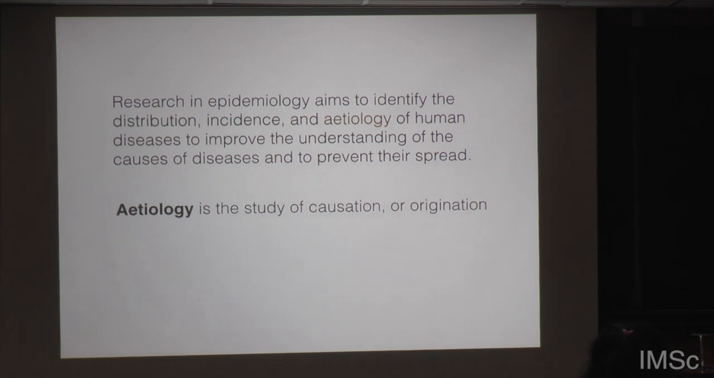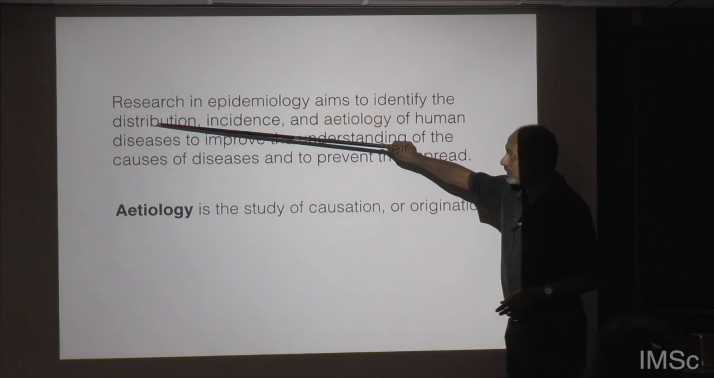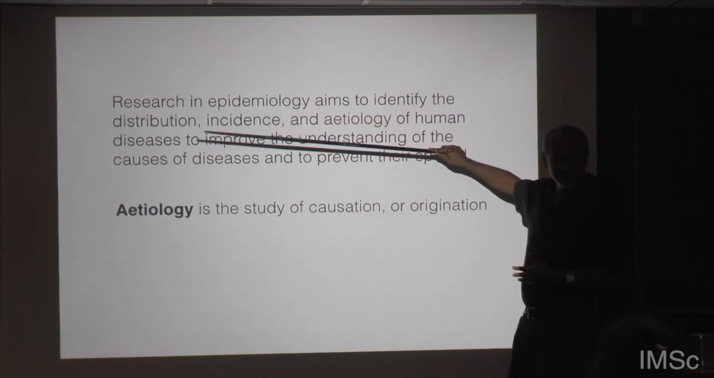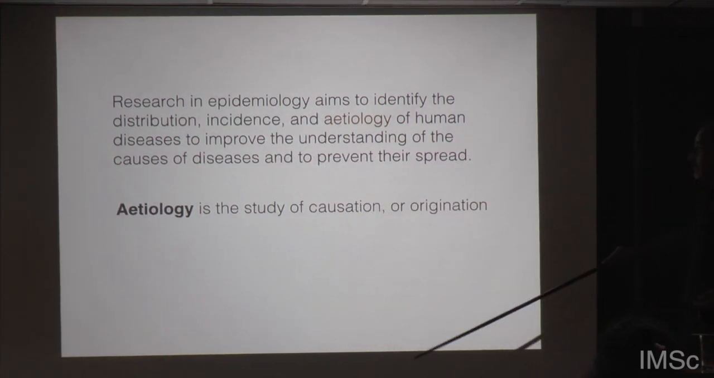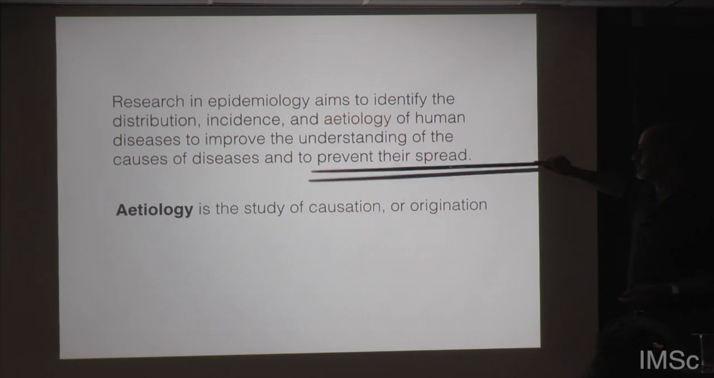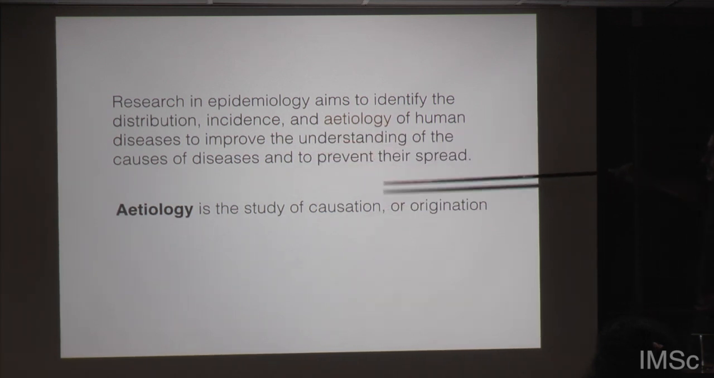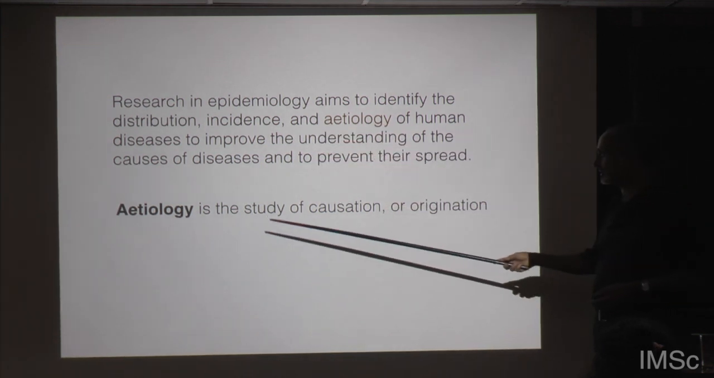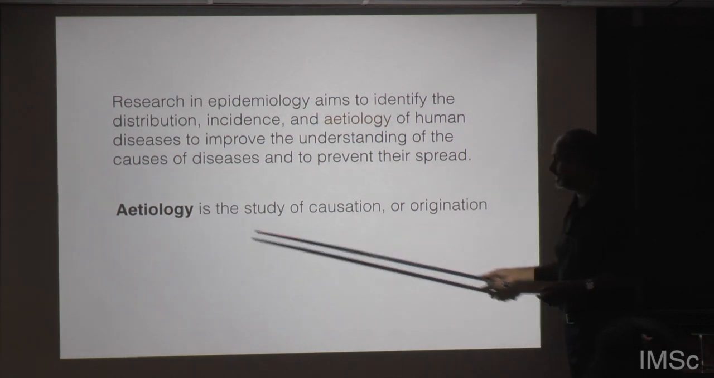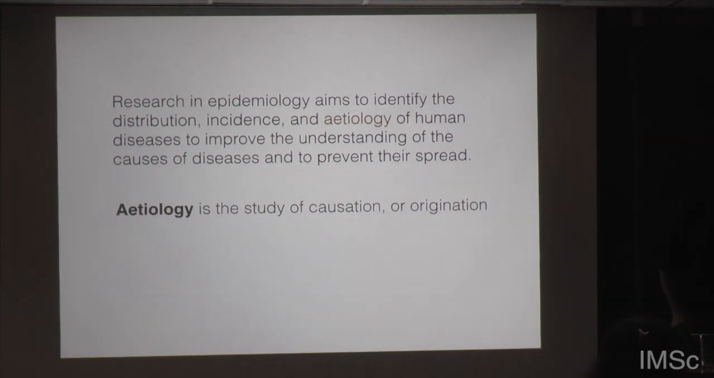So what we want to do in epidemiology is to identify the distribution, where the disease is, incidence, the number of cases of the disease, and etiology of human diseases to improve understanding of the causes of disease and to prevent their spread. And this word etiology is a little more of a medical term. It's a study of causation. What causes a disease?